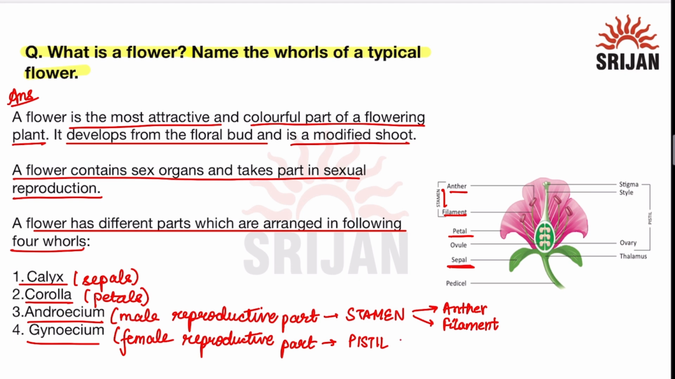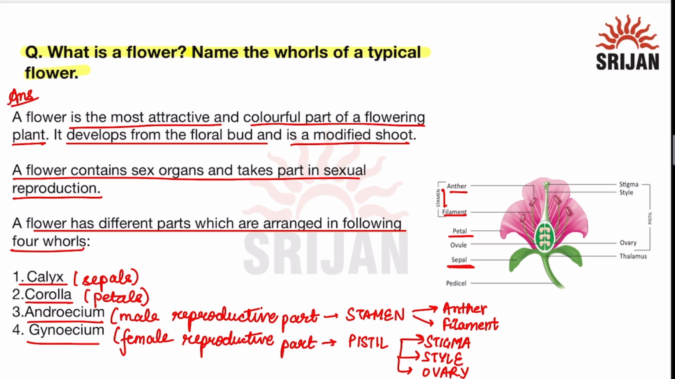Each pistil consists of three parts. First is stigma. It helps to receive the pollen grains during the pollination. Second part is style, which is the stalk. And third part is ovary, which is the basal part, and it consists of many ovules that contain the egg cell.